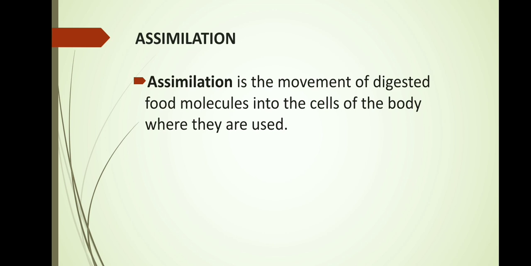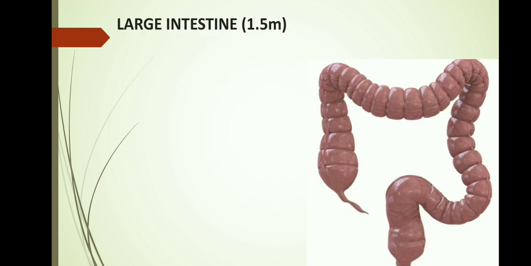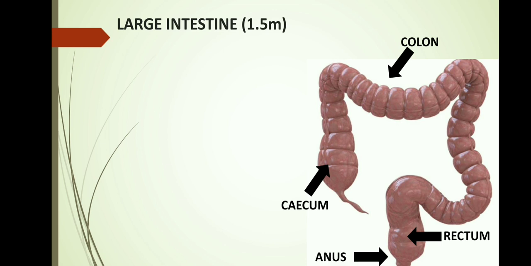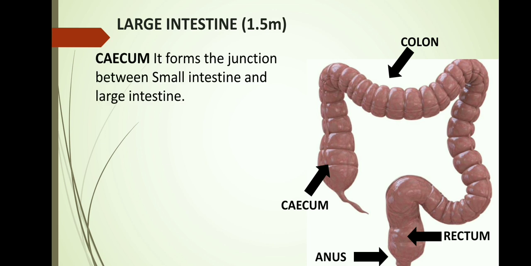Now, the food from the small intestine, which is known as the undigested food, undigested meaning it is completely digested and absorbed, and what is left out is known as the undigested food. So, this undigested food will move into the large intestine. Large intestine is about 1.5 meters in length and it consists of the following regions: cecum, colon, rectum, and the anus. Cecum forms the junction between the small intestine and the large intestine. Cecum is considered to be the beginning of the large intestine. The undigested food from the small intestine will enter into the large intestine through the cecum.